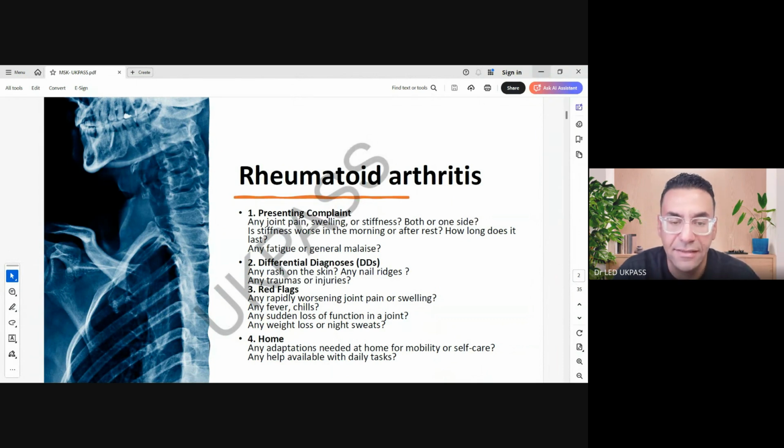In addition to that, stiffness duration. Which one is more stiff? Which one lasts longer, rheumatoid arthritis or osteoarthritis, do you think? Yes, rheumatoid arthritis lasts longer. It takes more time until the stiffness goes away.